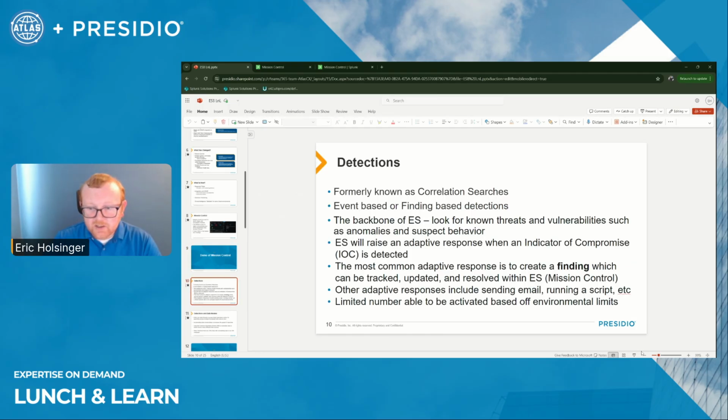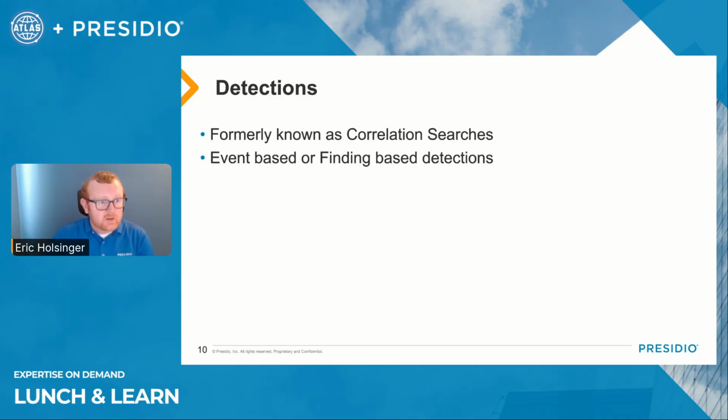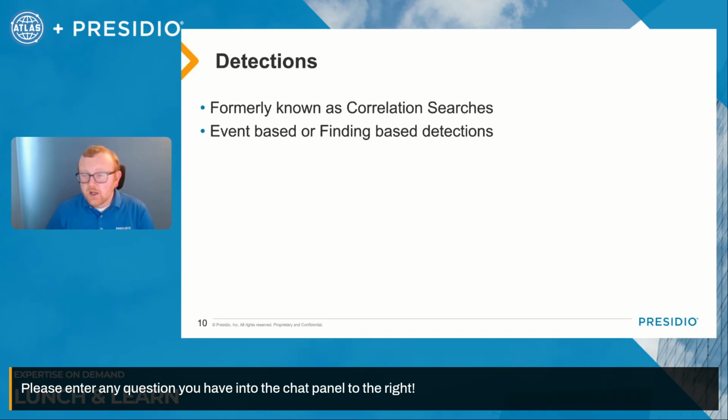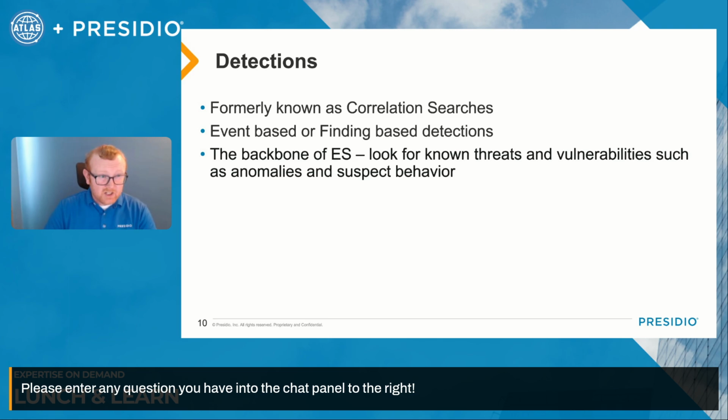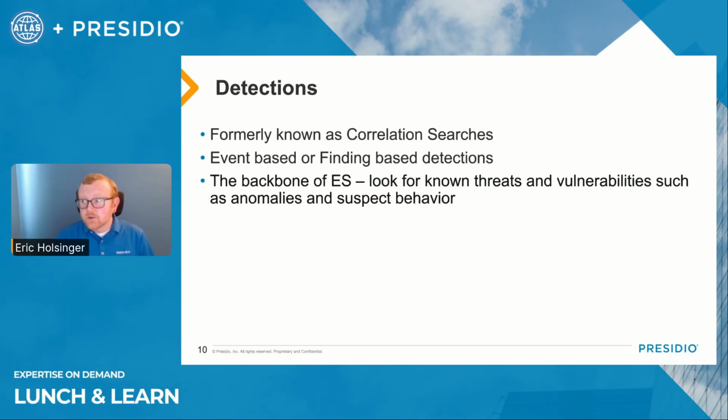So we're going to hop back over to our PowerPoint, and we're going to look at detections. Like I mentioned a couple times, detections are what was formerly known as correlation searches. And again, I said we had event-based and finding-based detections. I explained what it was a little bit earlier, but I will explain again once we look at those. But detections, you can kind of think of those as the backbone of enterprise security. These are what's looking for known threats and vulnerabilities, such as anomalies or suspicious behavior.